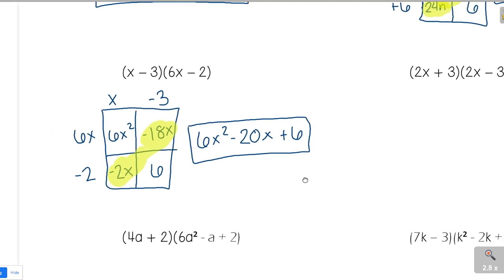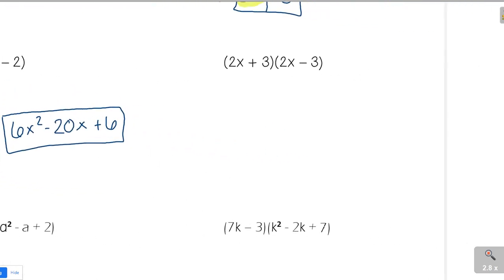Let's look at the next one. We have 2x plus 3 times 2x minus 3. This one I'm going to FOIL. So 2x times 2x is 4x squared. 2x times negative 3 is negative 6x. 3 times 2x is a positive 6x. And 3 times negative 3 is a negative 9.